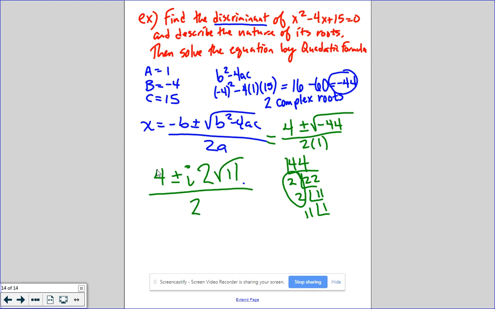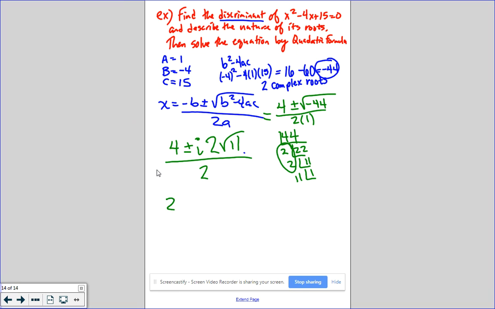Now, look at all the numbers up front, all of our constants. 4, 2, and then 2 on the bottom. They're all divisible by 2. So this simplifies to 2 plus and minus i square root of 11. 4 divided by 2 is 2. 2 divided by 2 is 1. You can only do that if A and B and the number on the bottom are all divisible by the same number. Otherwise, you just leave it alone.